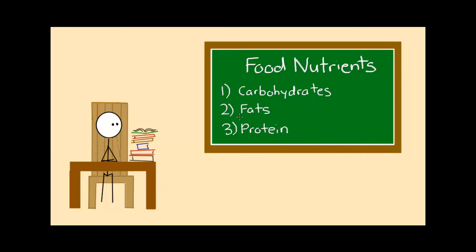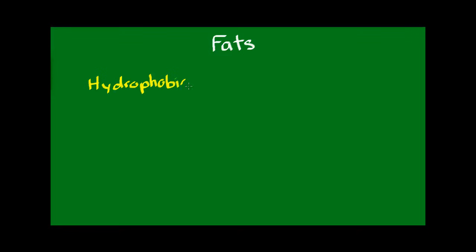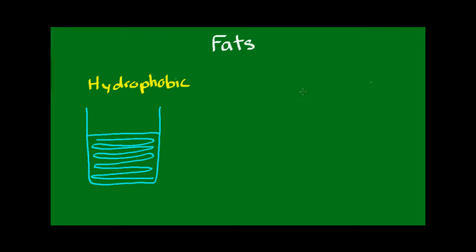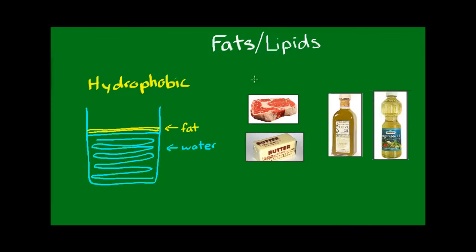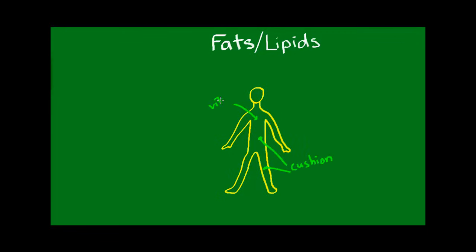Let's move on to the next major nutrient, fats. Fats are greasy and hydrophobic, meaning that they don't mix with water. To be more precise, we can use the term lipids, which refers to fats in both their solid and liquid forms. We'll use the terms fats and lipids interchangeably. Lipids cushion and protect our bones and organs, help us absorb certain vitamins, keep our skin healthy, and insulate us from the cold.